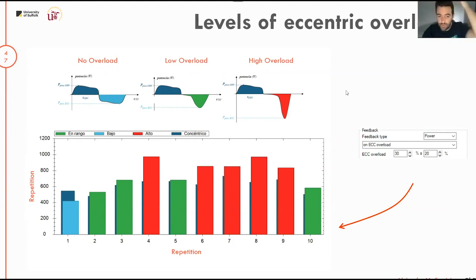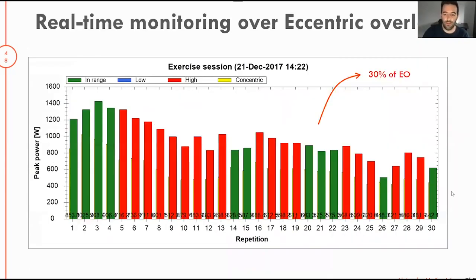And also on the SmartCo software, you can monitor with real-time feedback the eccentric overload. Here, we set the software to show a 30% of eccentric overload with a range of 20% of error. So here you see that there is no eccentric overload. When there are green bars, it means that you are on the range of the eccentric overload, so 30%. The red ones is when you achieve an eccentric overload higher than 30%. So this is another option to be used, even to monitor in real time with flywheel devices.